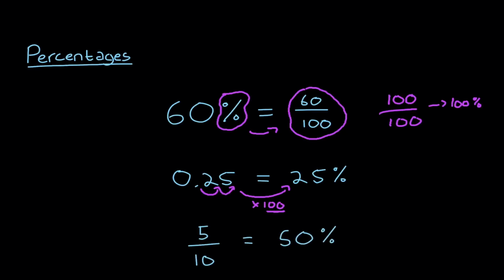And we can do the same with fractions. For example, 5 over 10 can be written as 50%. To convert between a fraction and a percentage, you do the same thing you did with the decimal. You times by 100. So 5 over 10 times 100, the zeros cancel out and you're left with 50. That's 50%.